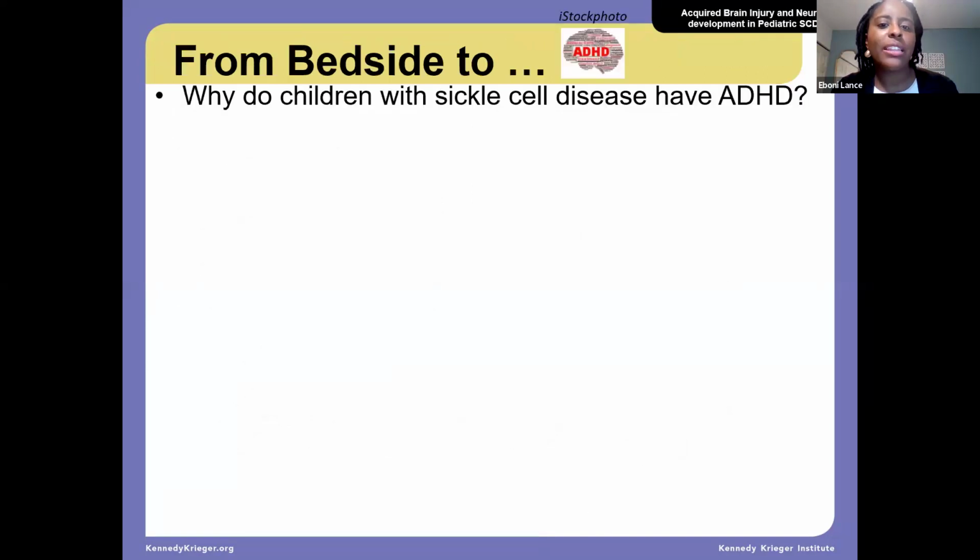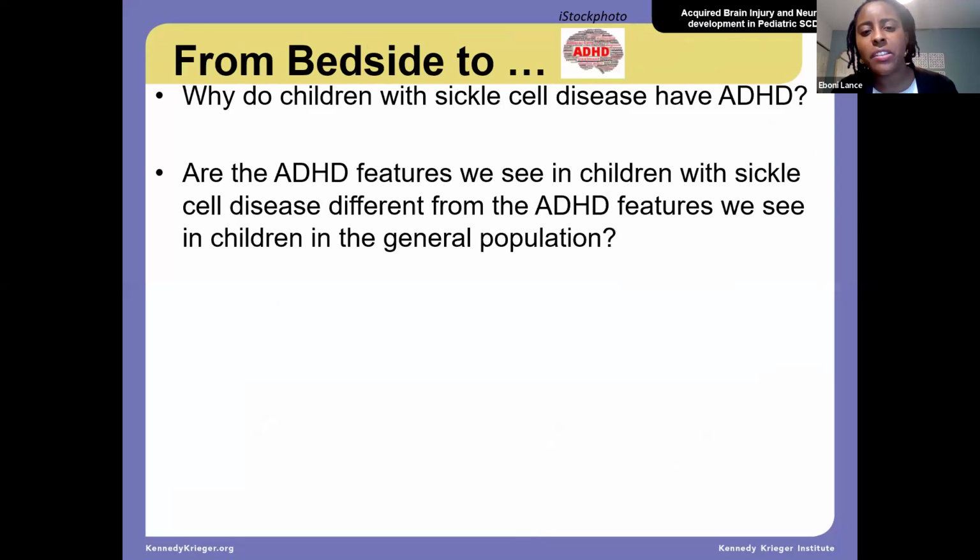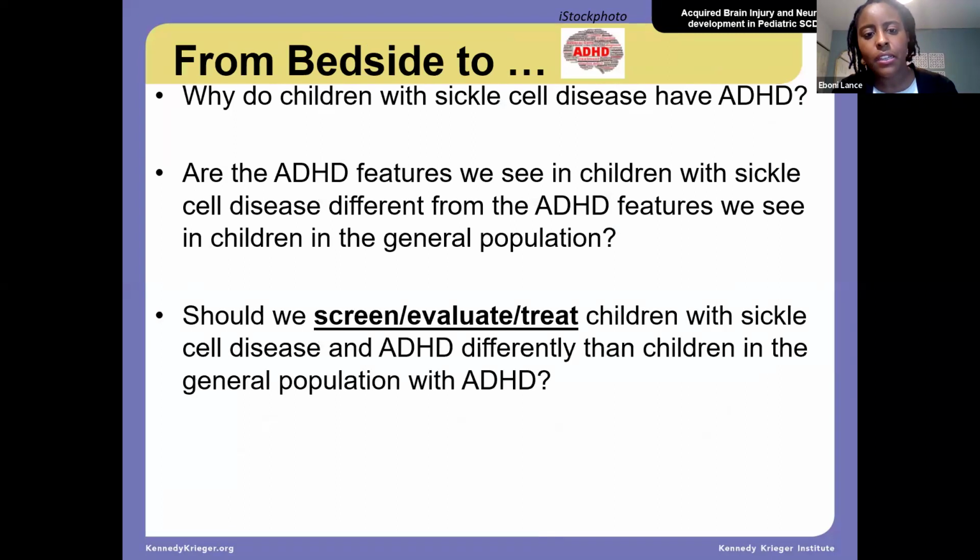So looking closer at this data, we began to wonder why children with sickle cell disease have ADHD. And are the ADHD features that we see in these children different from the ADHD features that we see in children in the general population? Should we be screening, evaluating, and treating these children with sickle cell disease and ADHD differently than other children? And that speaks to the predominance of frontal lobe injury in these patients, and if we should be doing neuroimaging, which is not something that we do routinely in ADHD in general.